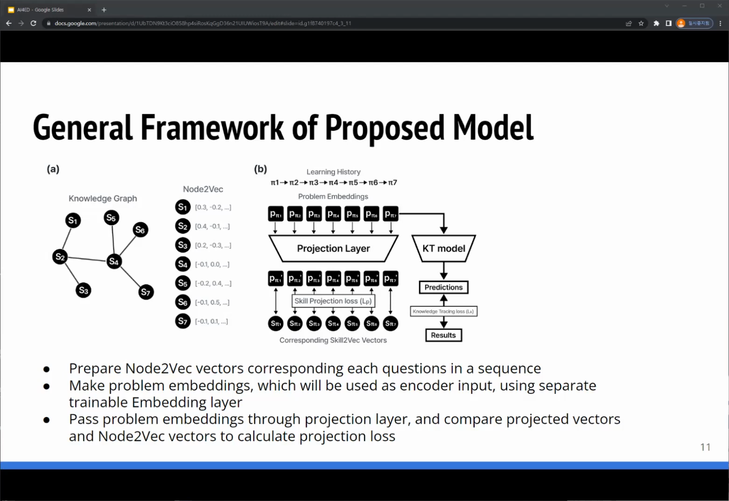Finally, we include new problem embeddings and learning history with correctness into our knowledge tracing model in order to predict students' correctness on other problems.